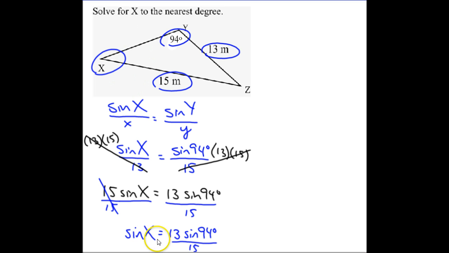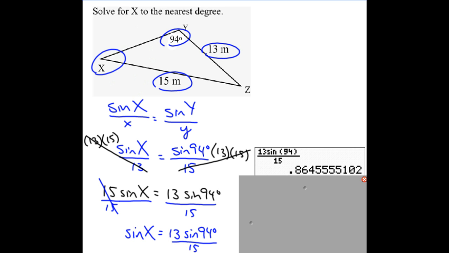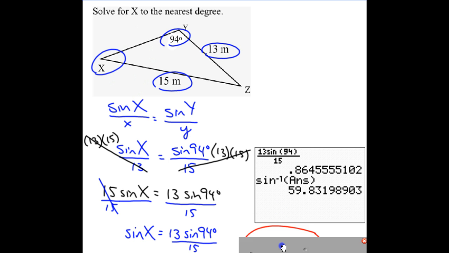Okay. Now remember, to get x by itself, we have to do inverse sine. So I'm going to put this fraction in my calculator, in degree mode. Okay, so I've got it here. Now I'm going to do the inverse sine of this answer. So just cursor up on top or hit ans. It comes out to be 60 degrees. Now I have to consider if that's a reasonable answer. It's a smaller angle than 94, and 13 is a smaller side than 15.